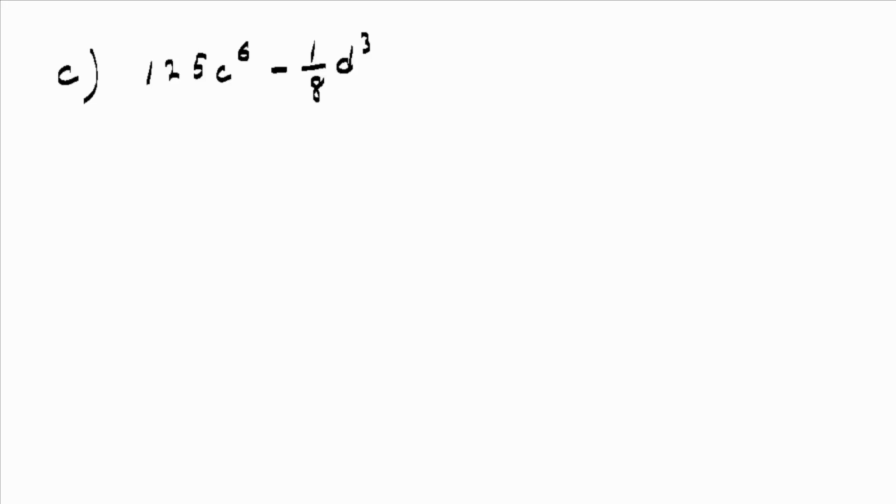In this example, we have 125c to the 6th minus 1/8 d cubed. So I don't think there's a GCF in this one. But which formula does it kind of resemble? The sum or the difference of two cubes? Kind of resembles the difference, right?